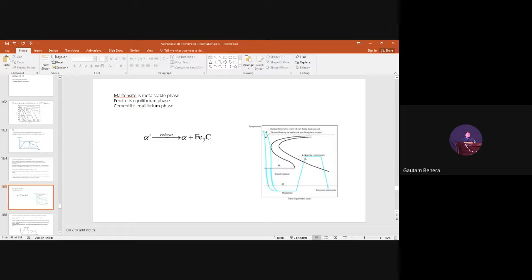Yes, obviously. Basically, we need, see, 2 things are important. One is the cooling rate, how fast you are doing the cooling, right? And one is basically we should have the austenite temperature region.